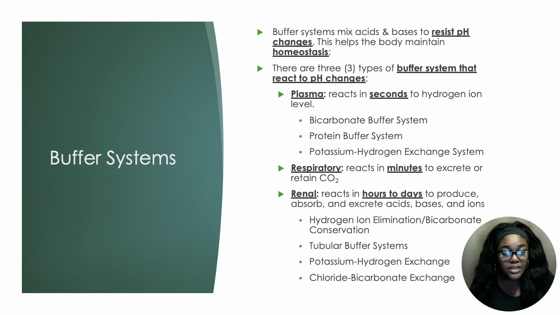You do have several areas of buffer systems under the renal category. And again, these take hours to days to react to the pH changes. But you have hydrogen ion elimination, you have bicarbonate conservation, you have the potassium hydrogen exchange. Yes, this features in the plasma and under renal. So you do have potassium hydrogen exchange, and then you have the chloride bicarbonate exchange. So just note the differences and which ones fall under which category.